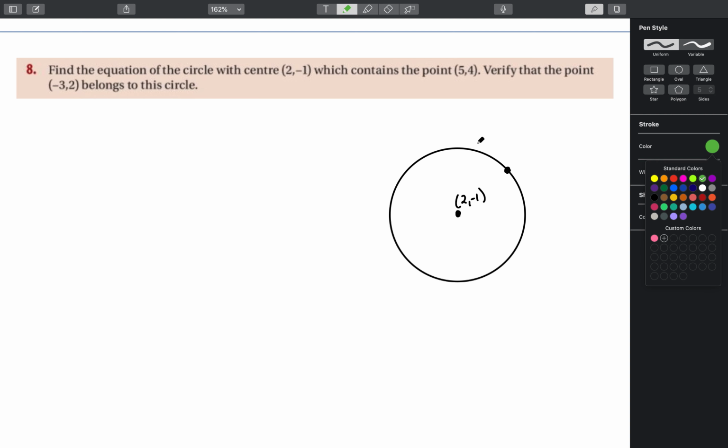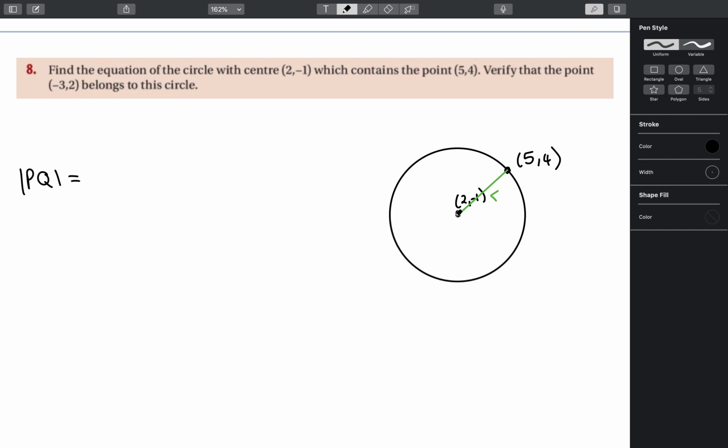Now the definition of the radius is talking about the center of the circle out to a point on the outer edge of that circle. That is our radius. So if we are able to work out the distance between our center, which is 2, minus 1, and our point, which is 5, 4, that distance represents the radius by definition. So we said what we're actually looking at right here is the length of a line segment, because a line segment is a line that connects 2 points. So there we go.